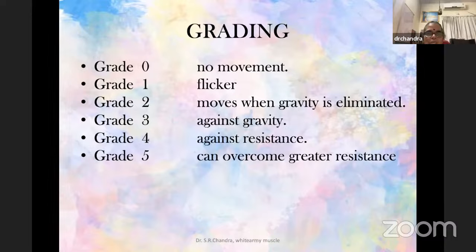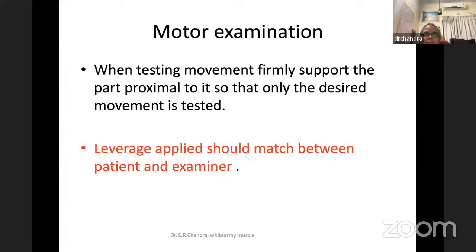Then we are going to grade the power 0 to 5. All of us know, 0 is no movement and 5 is normal movement. Then when testing movement, you should support the part proximal to it so that only the desired movement is tested, and the leverage applied should match between patient and examiner.